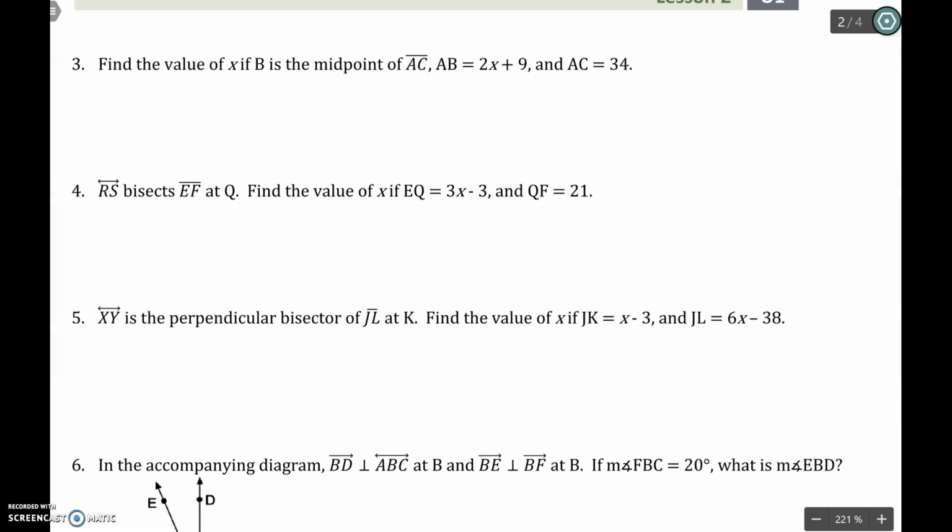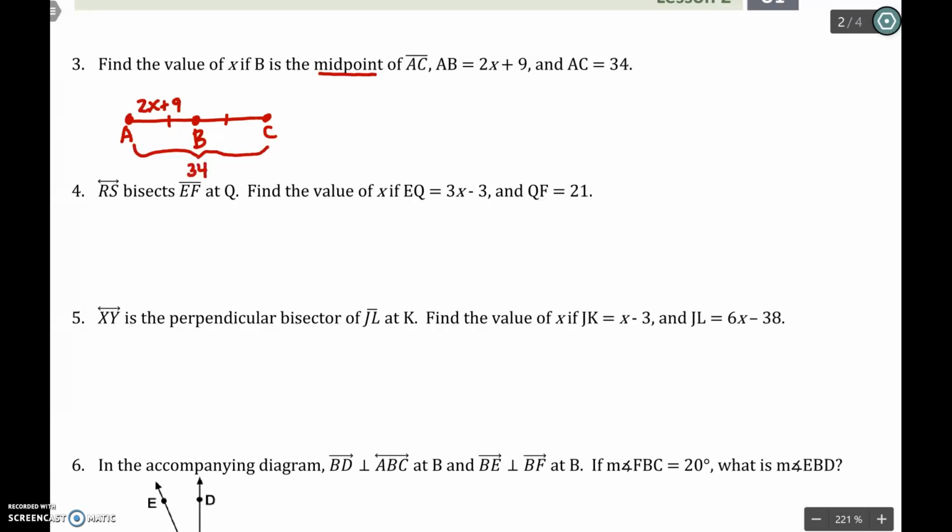Okay, moving along. Another example using a midpoint. So if we draw a picture with a midpoint in it, it says B is the midpoint of segment AC. So A and C are the endpoints. So we're going to label what they've told us for our measurements. So the measure of AB is 2x plus 9. So over on AB, I'm going to put 2x plus 9. And then AC, which is the entire segment here, has a measure of 34.